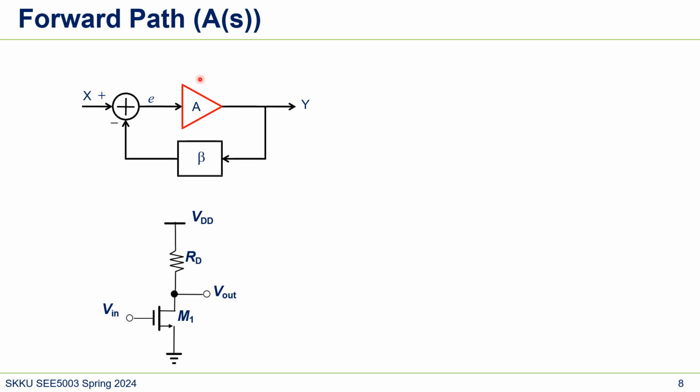In a feedback system, the first thing we need to look into is A, the gain of the forward path. A(s), where s means frequency, so it means frequency dependent. So this would be an example. This amplifier, the common source amplifier, is an example of this forward path A. What was the gain? The gain was minus gm1 RD, right?